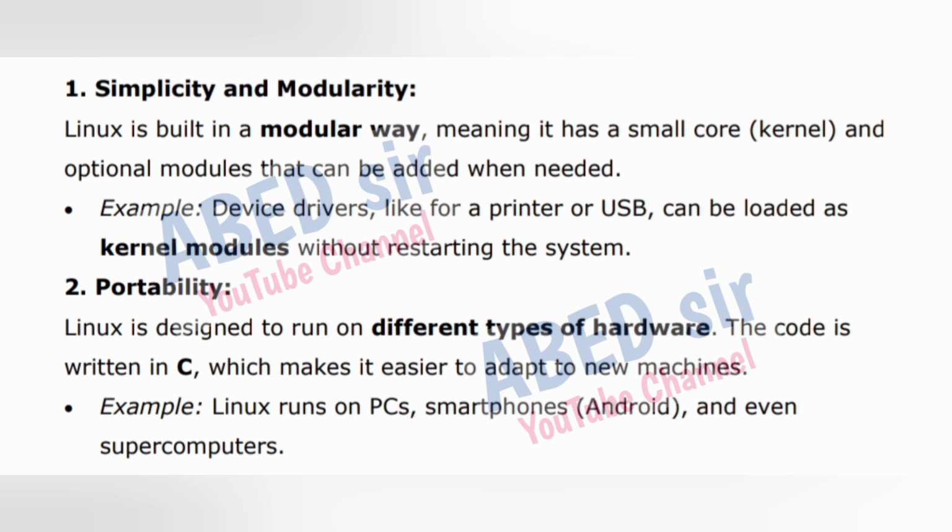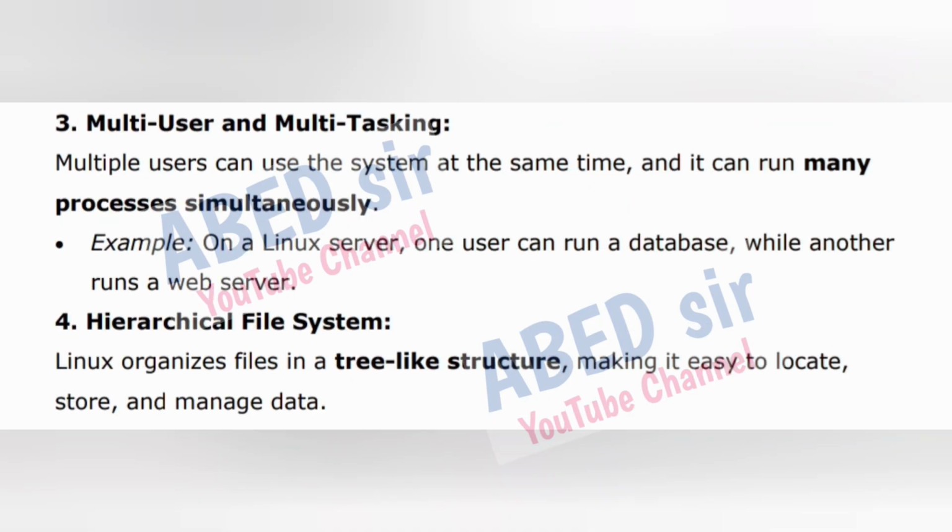2. Portability. Linux is designed to run on different types of hardware. The code is written in C, which makes it easier to adapt to new machines. Example: Linux runs on PCs, smartphones, Android, and even supercomputers. 3. Multi-user and multitasking. Multiple users can use the system at the same time, and it can run many processes simultaneously. Example: on a Linux server, one user can run a database, while another runs a web server.